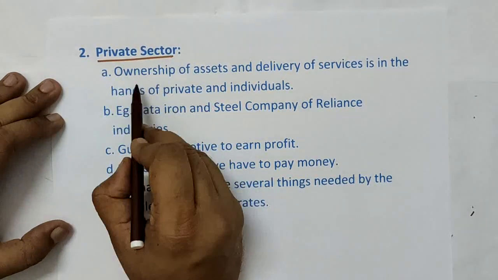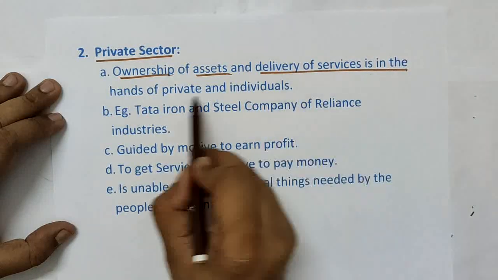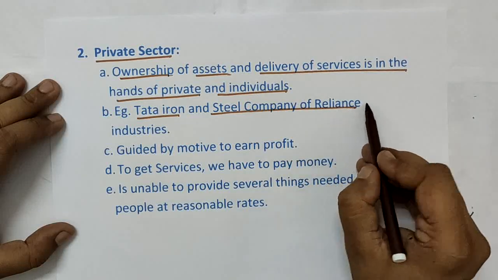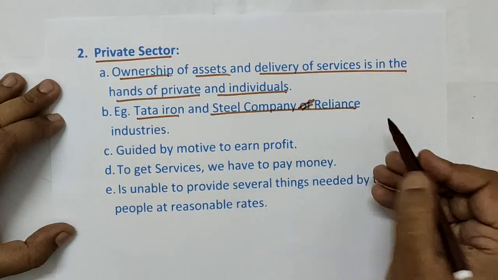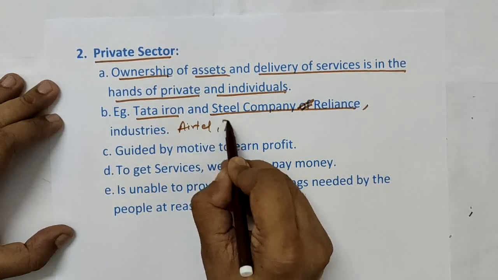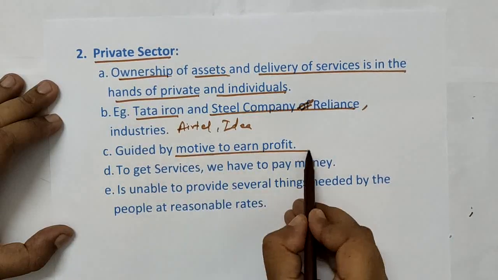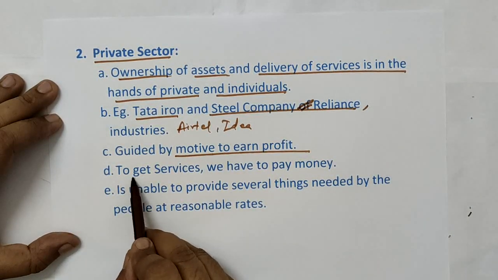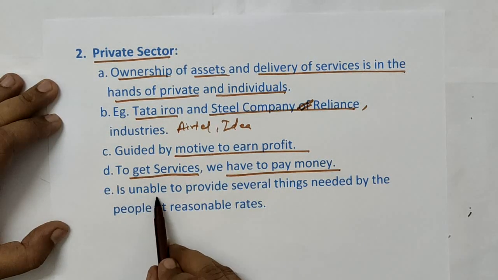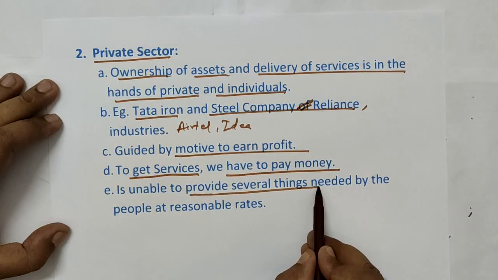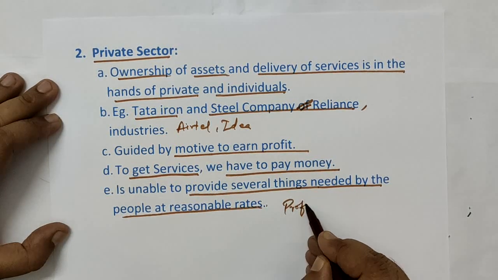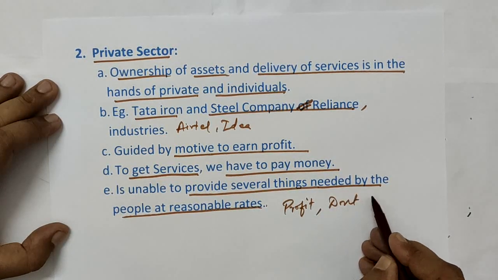If you talk about your private sector, the ownership of assets and delivery of services are in the hands of private individuals, like Tata Iron and Steel Company, Reliance Industries, Airtel, Idea, and so on. They are guided by the motive to earn profit. To get services, you have to pay more. They are unable to provide several things needed by the people at a reasonable rate, because their motive is basically profit, and plus they don't collect any taxes.